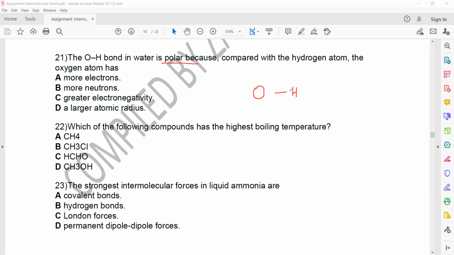The shared pair of electrons is there between oxygen and hydrogen. As oxygen is more electronegative, this shared pair is shifted more towards oxygen. So oxygen will get a partial negative and hydrogen will get a partial positive. So the OH bond in water is polar. Compared with the hydrogen atom, oxygen has greater electronegativity, a greater tendency to attract electrons. So C will be the right answer.